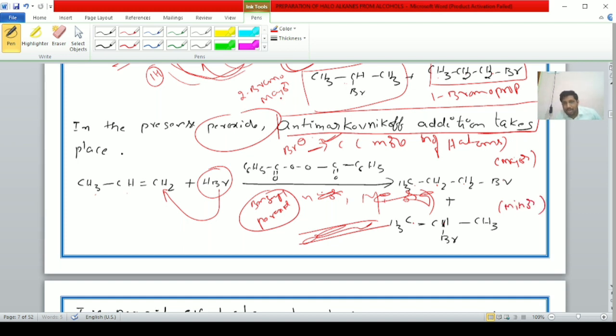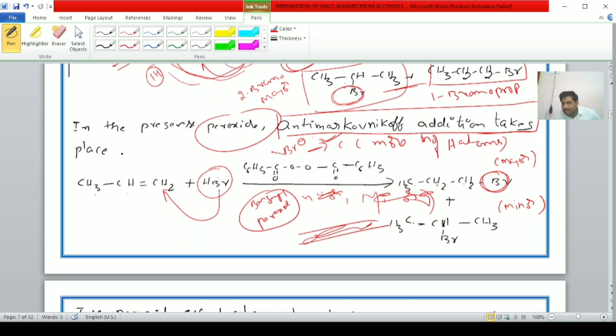Here, observe, student, in the absence of peroxide, 2-bromopropane is the major product. But in the presence of peroxide, 1-bromopropane is the major product. The products are the same, 1-bromopropane as well as 2-bromopropane. In the presence of peroxide, the major product is 1-bromopropane and the minor product is 2-bromopropane. In the absence of peroxide, the major product is 2-bromopropane and the minor product is 1-bromopropane.